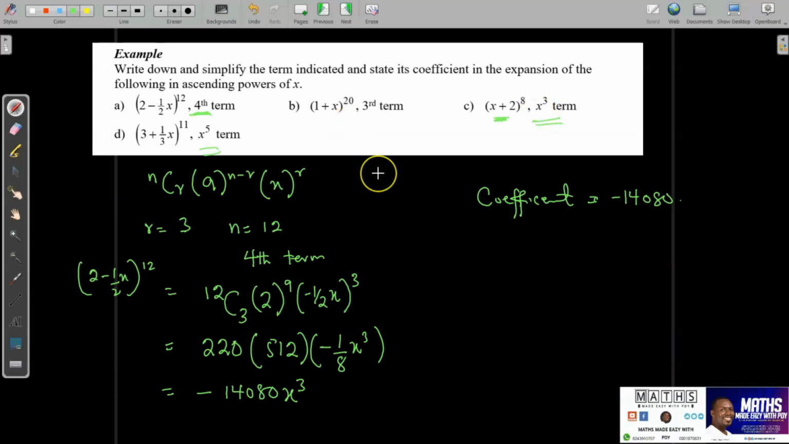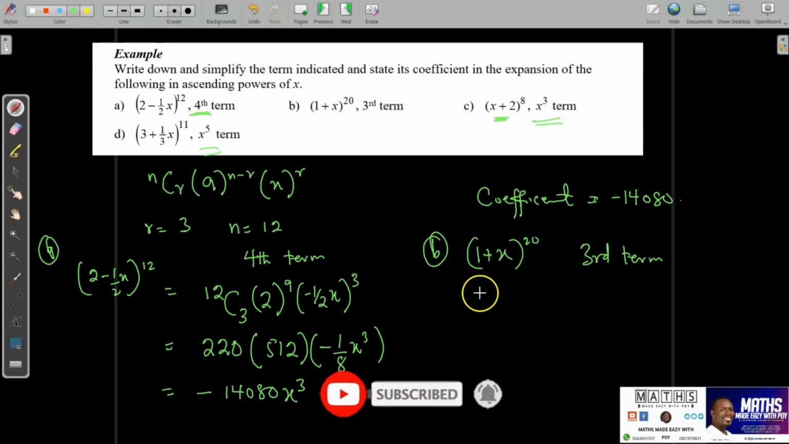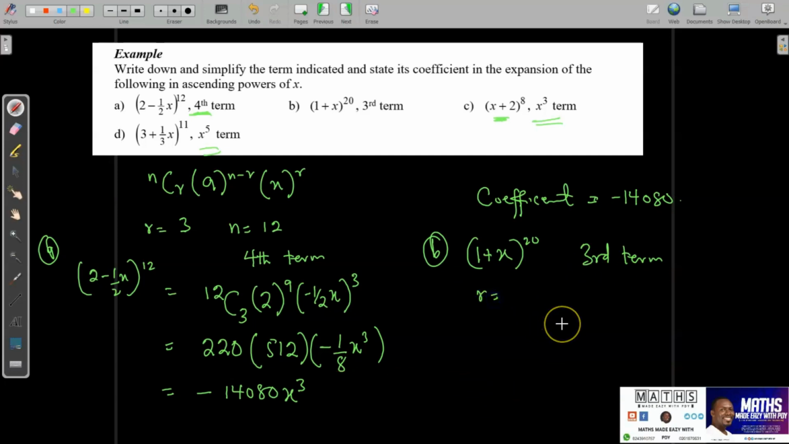All right. So let me take the last question, which is B. So that's A. Having 1 plus x to the power 20, and we are looking out for the third term. Then the question is, what r value must we use so that we'll end up getting the third term? R value must be what? 2. Very good. Per this question, what is our n value? 20. Good. So writing only the third term for this expansion is supposed to be, yes, can someone just quote it?